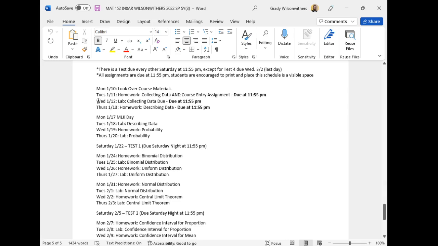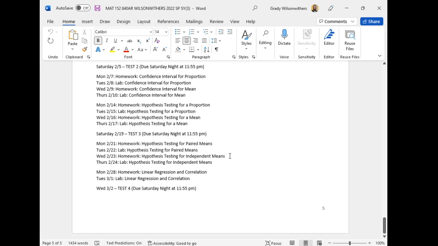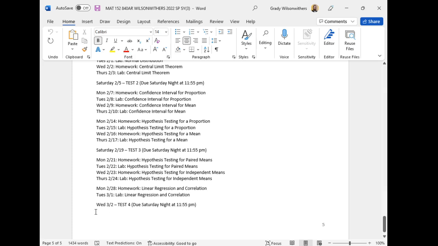We have assignments due basically every Monday, Tuesday, Wednesday, and Thursday night. It's an accelerated course. We're covering basically two topics each week. You have a test every other Saturday. So there are four tests. I say every other Saturday, but the semester ends on a Wednesday, and so that last test is due Wednesday night.